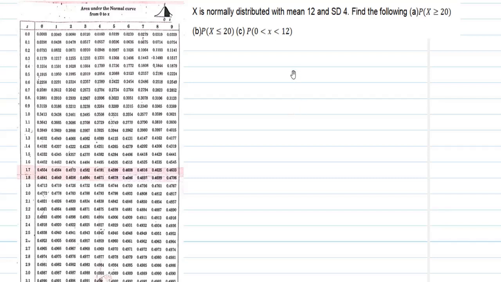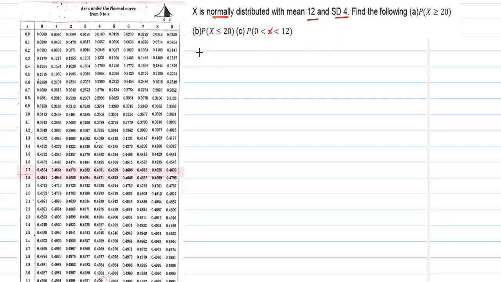Problem number 1. We have been given that X is going to be normally distributed. So the keyword over here is normal distribution. X is normally distributed, and the second set of data given is mean is 12 and standard deviation is going to be equal to 4. We have to find the probability that X is greater than 20, X is less than or equal to 20, and X is going to be between 0 to 12.